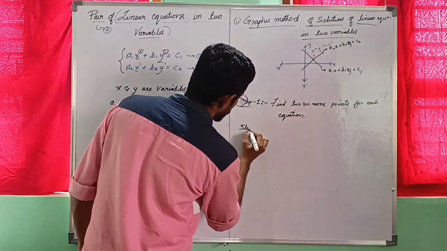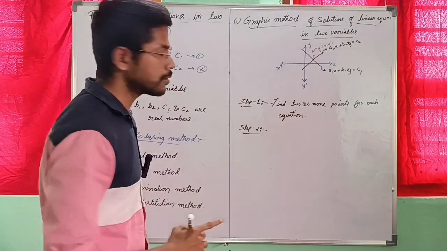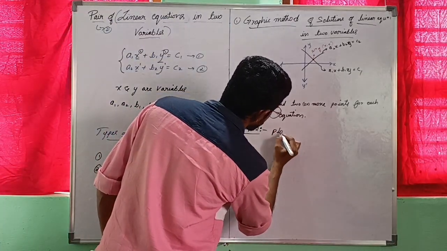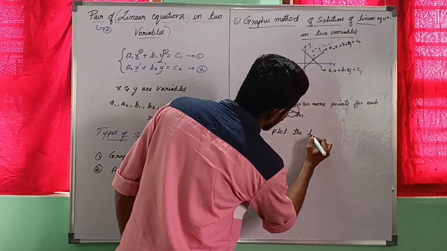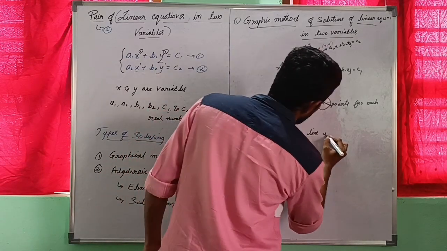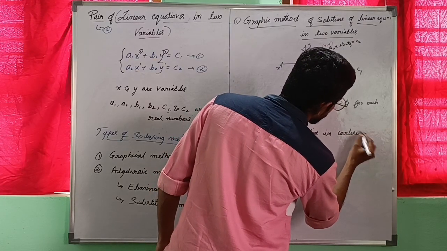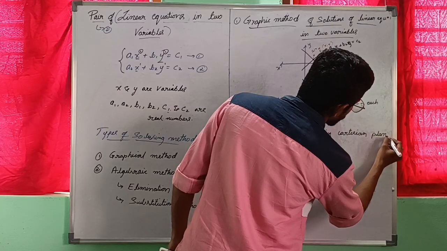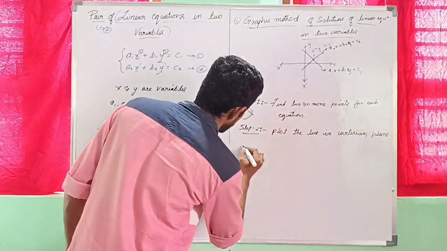The second step, step 2, is plot the line in the Cartesian plane. Okay, this is the second step.